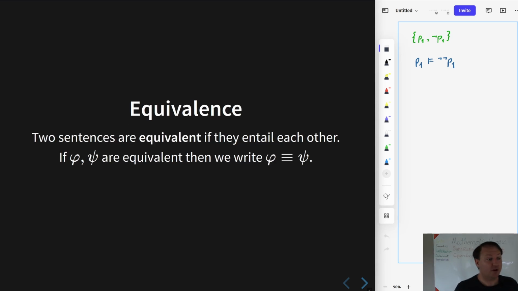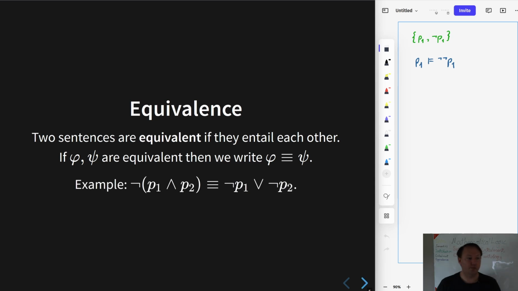Onto the concept of equivalence. We say that two formulae are equivalent to each other if each one entails the other. An example would be this familiar distribution law, which really is just the equivalence of some two formulae.